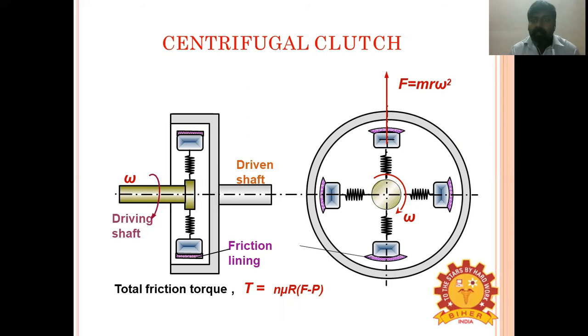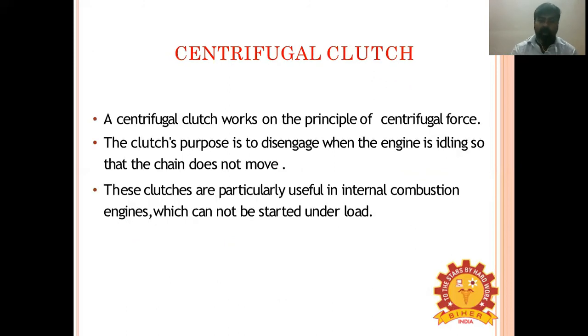As the speed of the driving shaft increases, the centrifugal force on the shoes increases, causing them to move radially outwards within the guides provided. When the centrifugal force is less than the spring force, the brake lining cannot come into contact with the pulley rim. But when the centrifugal force is equal to the spring force, the shoe is just floating, right? When the centrifugal force just exceeds the spring force, the shoe moves outwards, comes into contact with the driven member and presses against it, transmitting the torque, right? So this is called a centrifugal clutch.